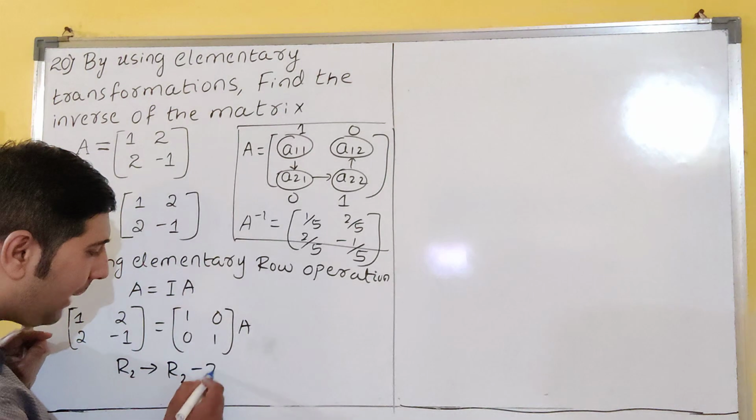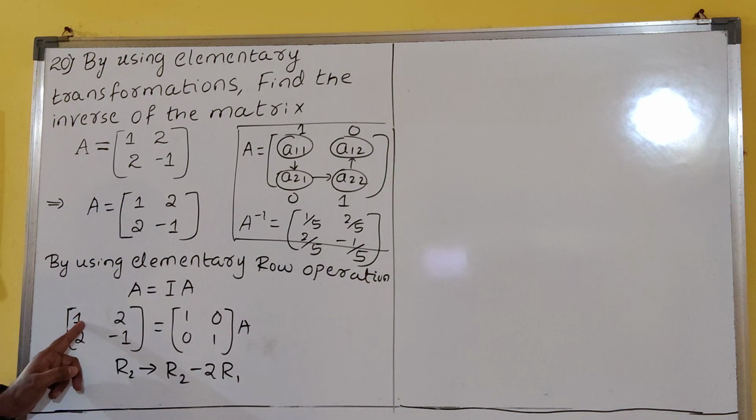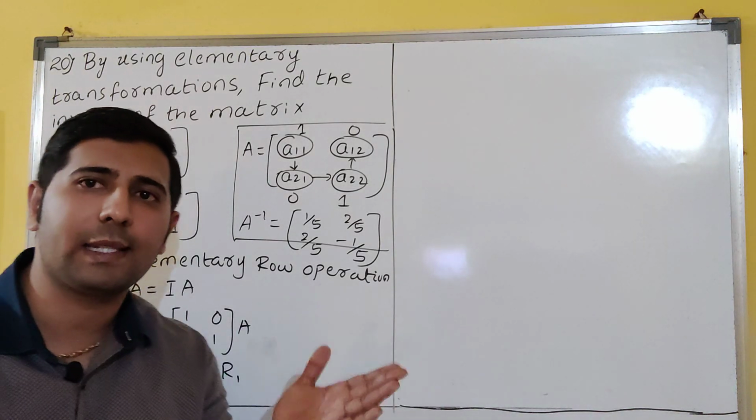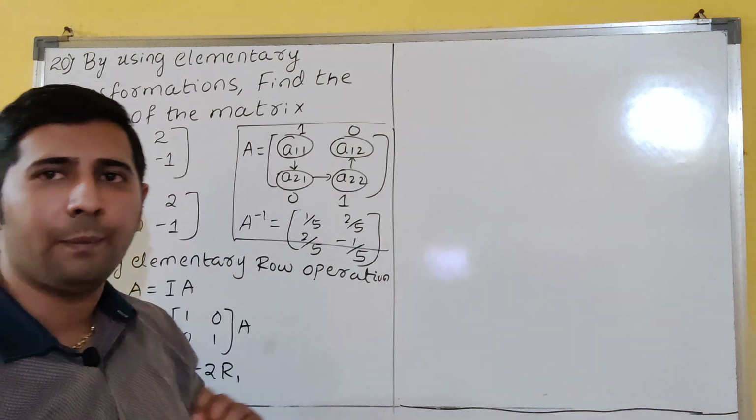So what can I multiply for R1? I can multiply R1 by minus 2. Yes or no? Minus 2 into 1 is minus 2. R2 is 2. 2 minus 2 is how much? 0. Which is required for us, dear students. Yes or no? 0. Clear?